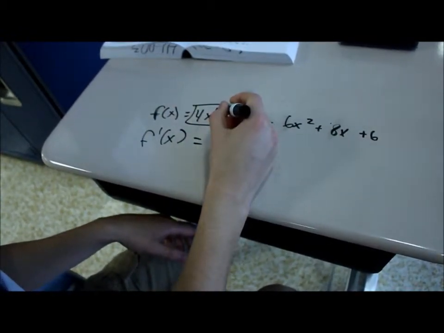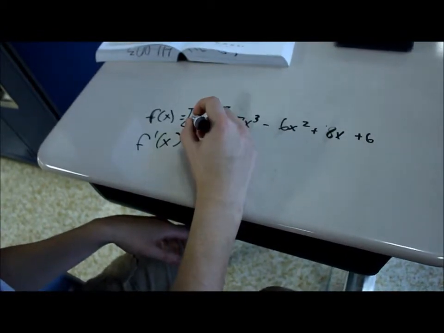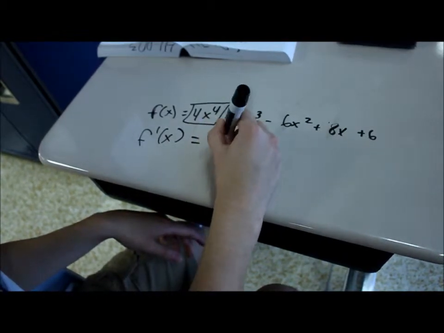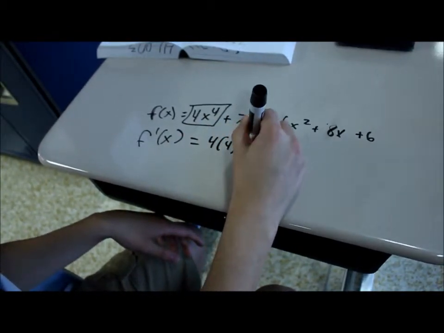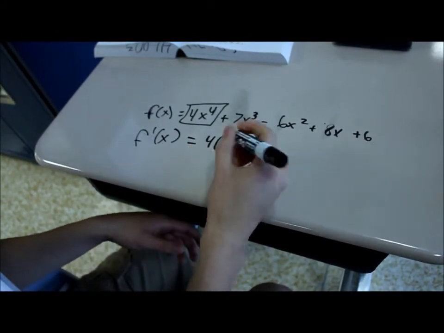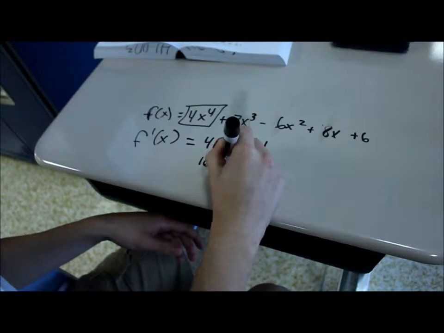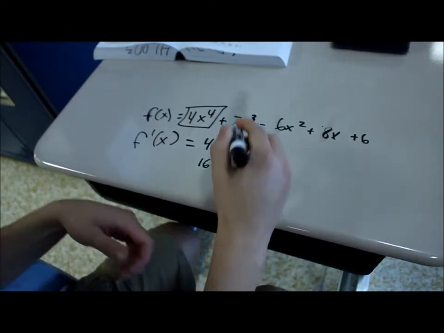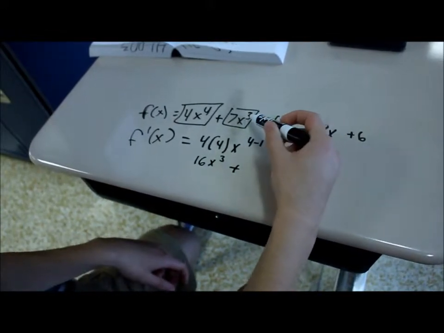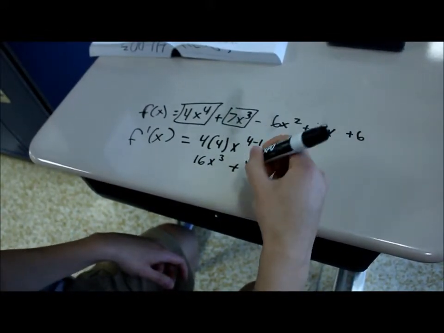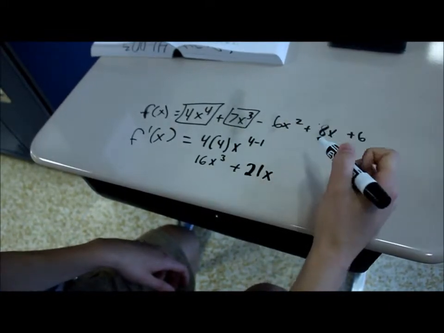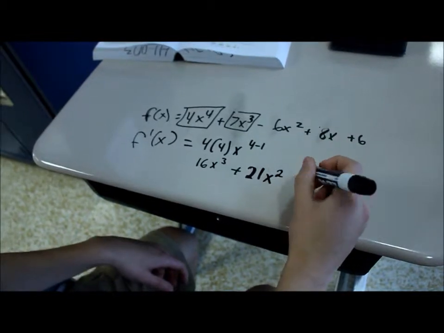You get your exponent, carry it down to your coefficient, and subtract the exponent by 1. So you're going to have 4 times 4x, 4 minus 1. That's going to be your first step, which is just going to be 16x to the third. Now you move on to your second, which is 7 times x to the third. So you get your 3, carry it down, you're going to get 21 times x, and 3 minus 1 is 2, so that was pretty easy.